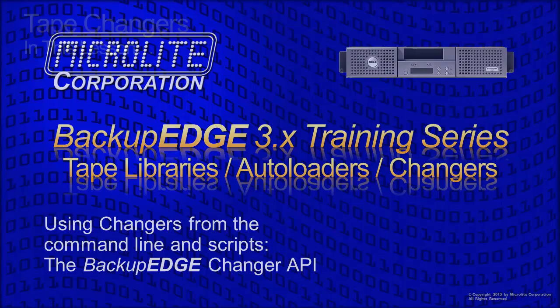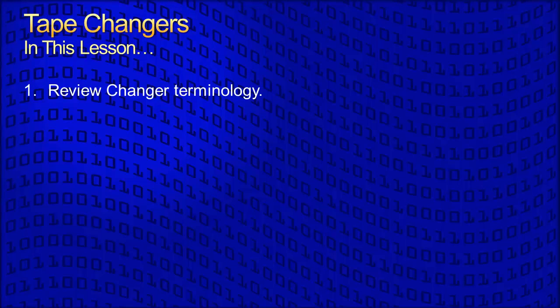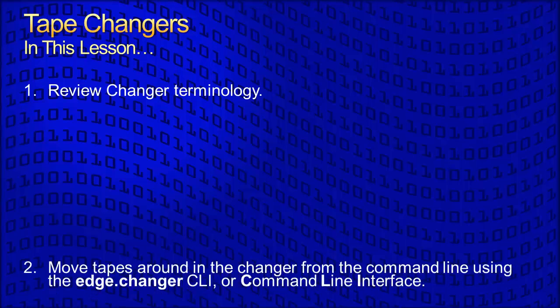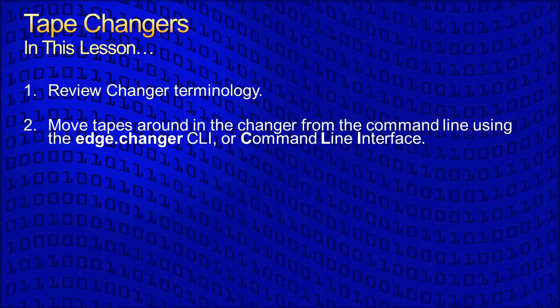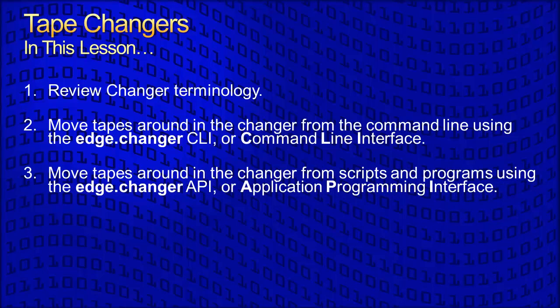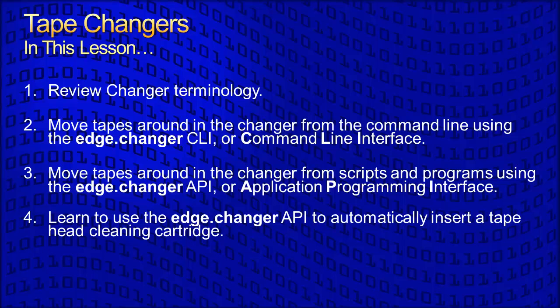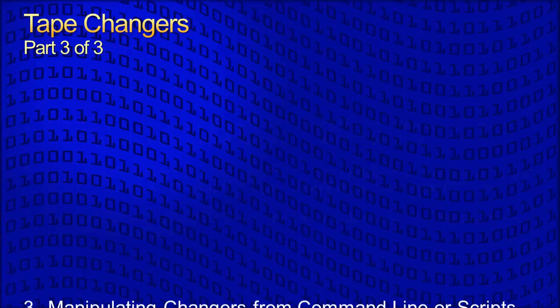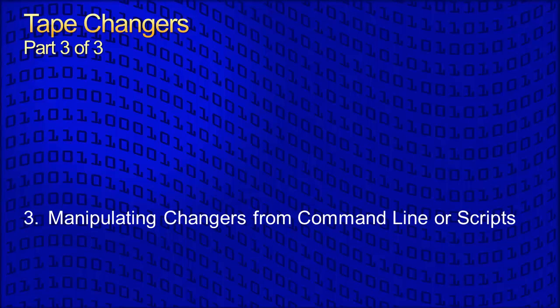large libraries. In this lesson, we are going to review changer terminology, learn to move tapes around in the changer from the command line using the edge.changer CLI or command line interface, learn to move tapes around in the changer from scripts and programs using the edge.changer API or application programming interface. And finally, we'll learn to use the edge.changer API to automatically insert a tape head cleaning cartridge into a drive and remove it. Please note that this is part 3 of a 3-part lesson.